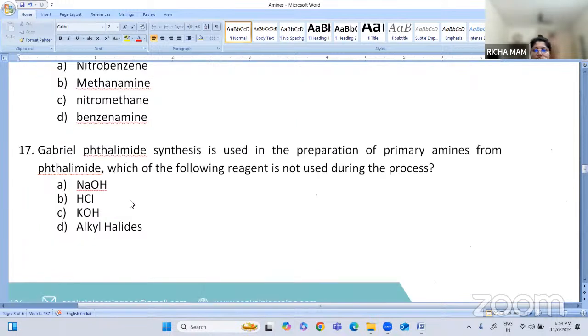Okay, next question. Gabriel phthalimide synthesis is used in the preparation of primary amines from phthalimide. Which of the following reagents is not used during the process? A, NaOH, B, HCl, C, KOH, and D, alkyl halides.